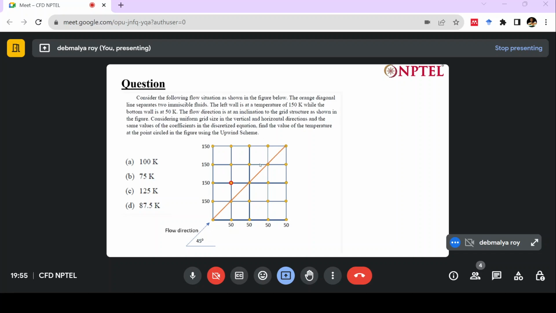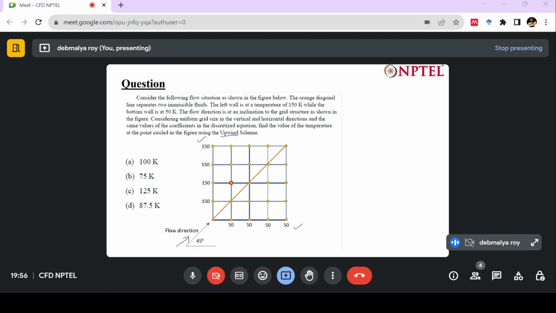Two walls here. This wall has a temperature of 50 Kelvin, and this wall has a temperature of 40. We are also given that there is a flow direction, and we have to use an upwind scheme. So we know what to do with that information.